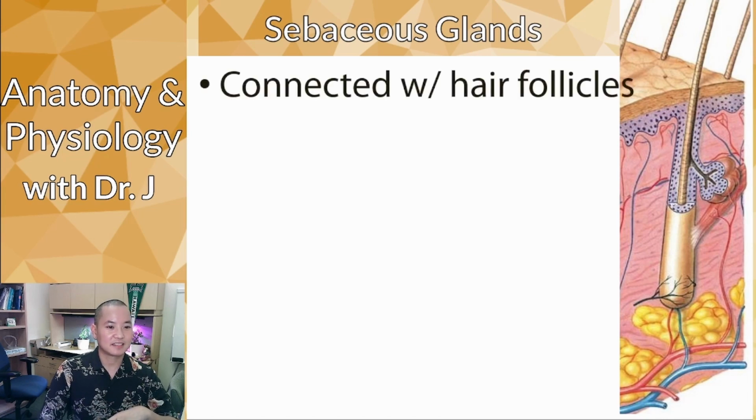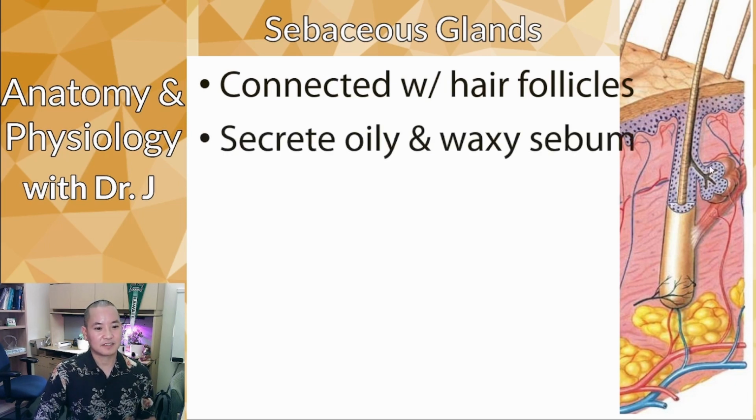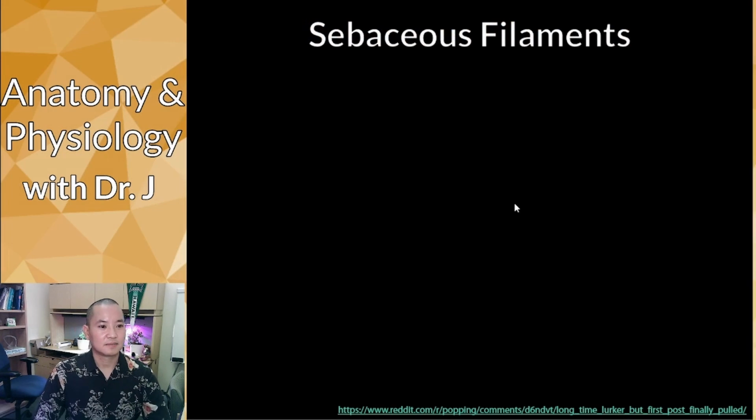So sebaceous glands, these are connected to the hair follicles, and this is a hair follicle over here. And what we have are these sebaceous glands that are right here. So this isn't where the hair root is, but it's connected to that whole apparatus over here. And what they do is that as the hair grows, they secrete oils that help to lubricate and condition the hairs in our skin.